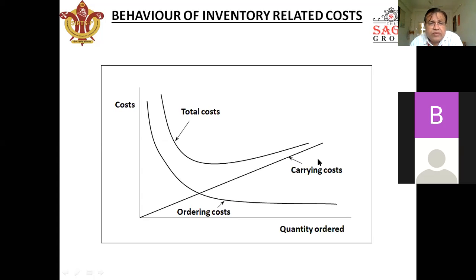If you have pen and paper, please draw this graph also. You have to give this graph in your answer if a question comes on inventory control or inventory management. Then you have to draw this graph, as well as the formula of EOQ and ABC analysis that I have given. You have to write all those things.